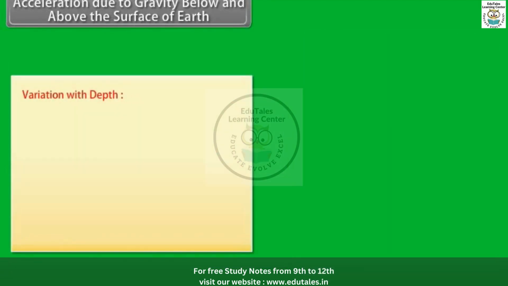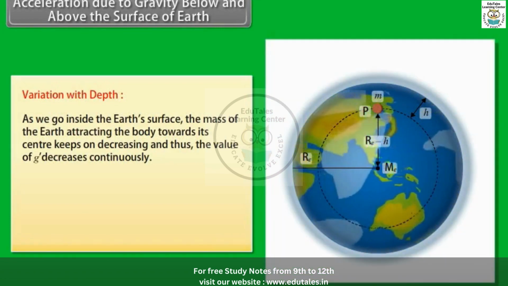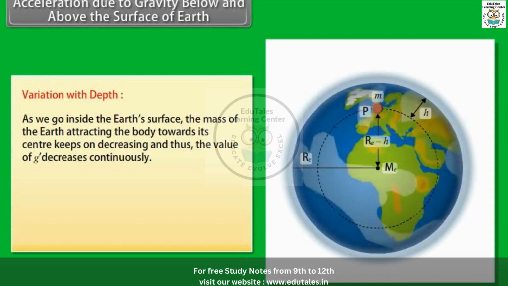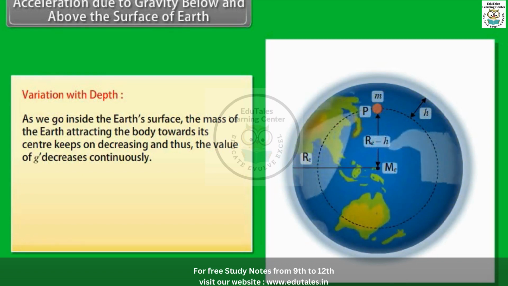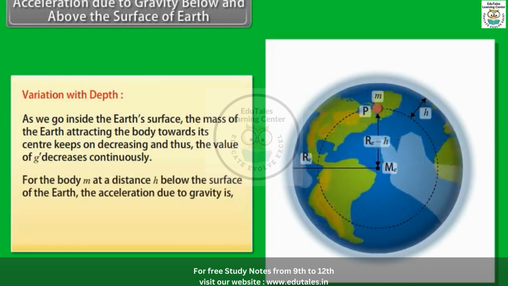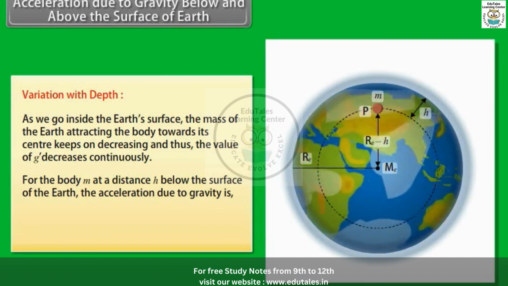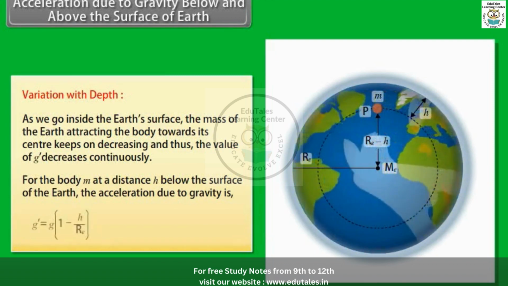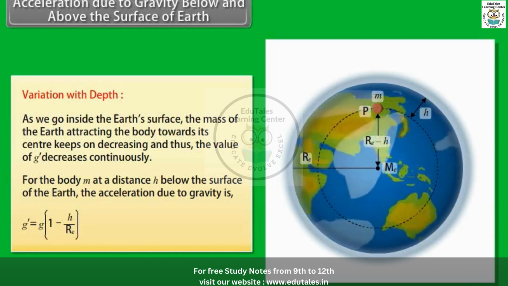Variation with depth: as we go inside the Earth's surface, the mass of the Earth attracting the body towards its center keeps on decreasing, and thus the value of g decreases continuously. For a body of mass m at a distance h below the surface of the Earth, the acceleration due to gravity is g' = g × (1 − 2h/Re).